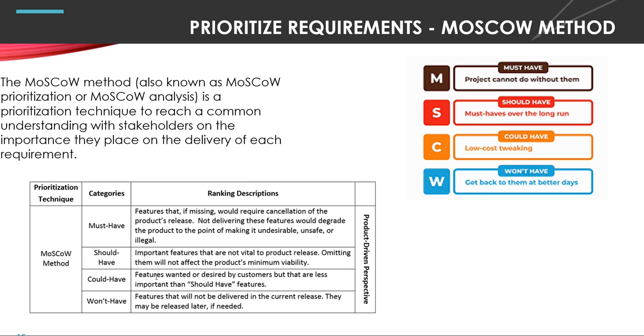Must haves are the features that, if missing, would require cancellation of the product release. Not delivering these features would degrade the product to the point of making it undesirable, unsafe, or illegal. Should haves are important features that are not vital to the product release. Omitting them will not affect the product's minimum viability. Could haves are features wanted or desired by the customer but that are less important than should-have features. Finally, won't haves are features that will not be delivered in the current release. They may be released later if needed.